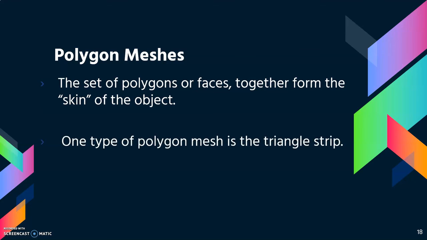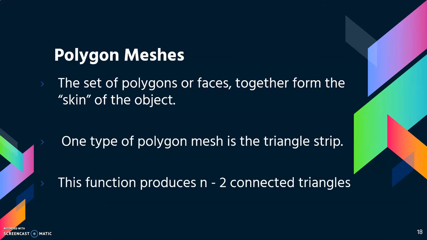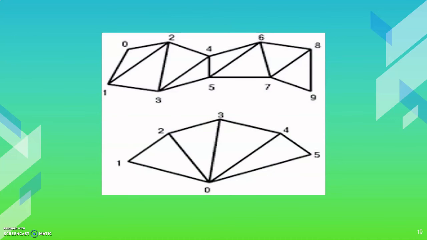Now one type of polygon mesh is the triangle strip. This function produces n-2 connected triangles. Let's see the figure. This is how a triangle mesh strip looks like. The first figure contains 8 triangles and 10 vertices. The second figure contains 4 triangles and 6 vertices.